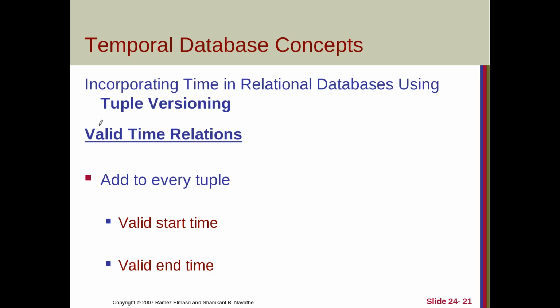Now, incorporating time in relational databases using tuple versioning. So how we can utilize these temporal databases in our relational database system? It is done by using a concept called as tuple versioning. Tuple versioning, that term is very important. Tuple versioning means different versions of a single tuple itself is maintained inside the database table. Different versions of a tuple.